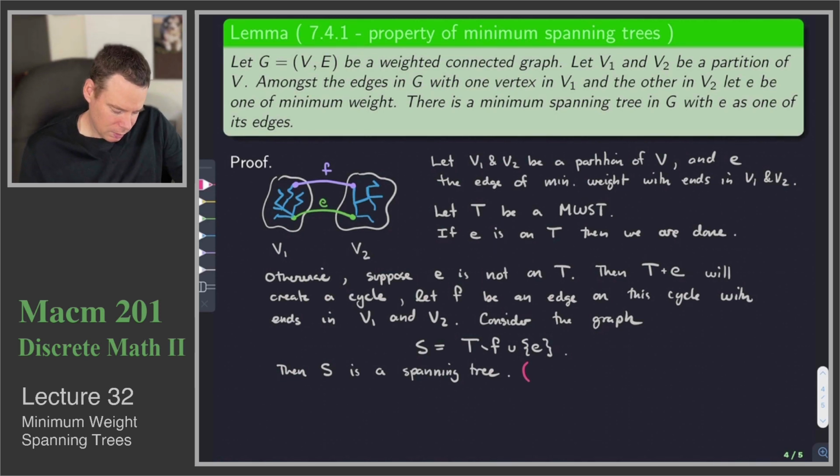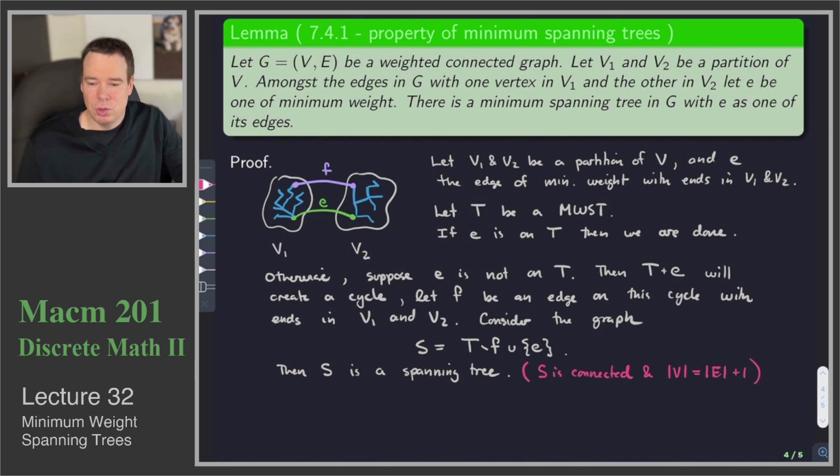So I think the simplest way to see this is S is connected because I added an edge, created a cycle, then removed an edge on that cycle, so that remains connected. And the number of vertices is equal to the number of edges plus 1, because I took a graph that satisfied that property already and added an edge, then removed an edge. So ultimately just left the edge count the same, and therefore this equation still holds. And so that means if it's connected and has that edge property, that's a criteria of being a tree. So it is a tree, and it uses all the vertices, so it's a spanning tree.